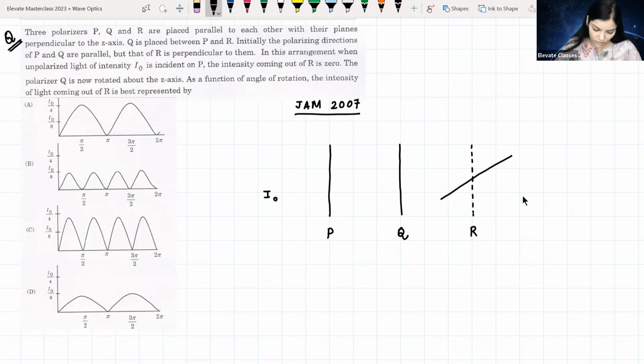Now the polarizer Q is rotated. So now what is being done is this, the pass axis I am rotating like this. Okay, I'm rotating it as a function of the angle of rotation. No, I'm actually rotating it with respect to Z. So I will have to draw the Z axis here first. Okay, so the question says that they are parallel with their planes perpendicular to Z. That means this is my Z axis.